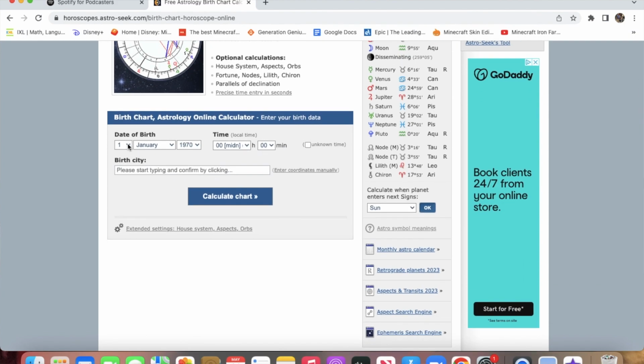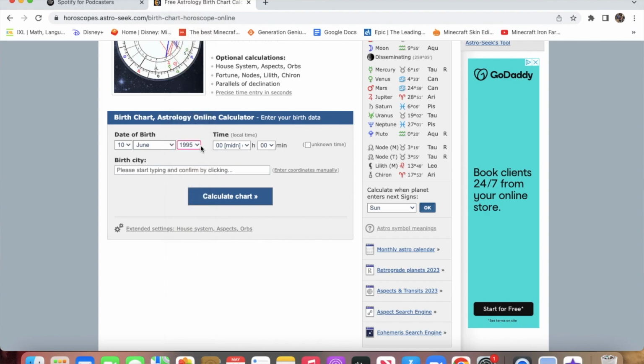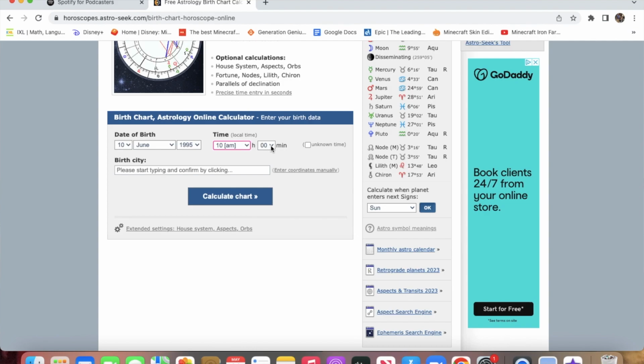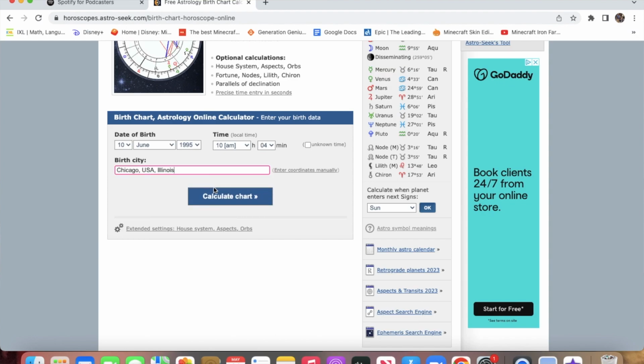But here, this is to find out your birth chart. So go to your date of birth, your birth month, and then the year you were born. Now, I made this date up. So, you know, if you were born June the 10th of 1995, here you go. Let's say the time is 10:04, 10:04 in the morning. And say this person was born in Chicago, Illinois. So a whole list pops up. Click on the one that you're looking for. And then calculate chart.